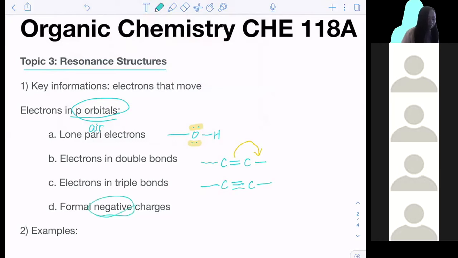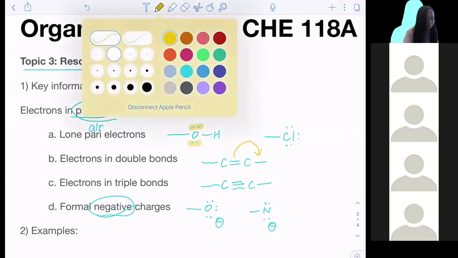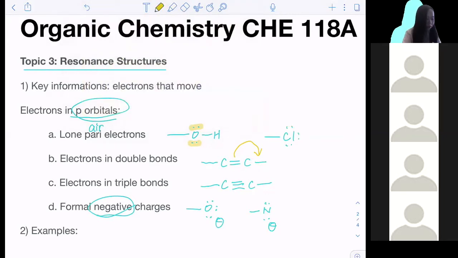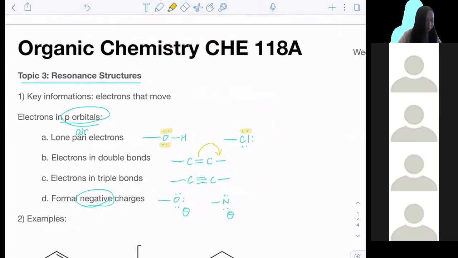Usually when you have a formal negative charge, it means you will have a bunch of lone pairs. So what are the other formal negative charges? Like this, right? So lone pair electrons also include chlorine, like this. But you might not be able to see resonance on chlorine very much, because chlorine is very electronegative. Well, that's something else. I'm just trying to show you where you should start.